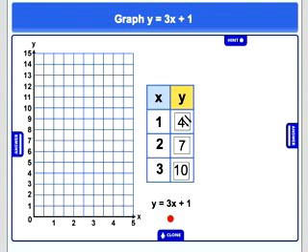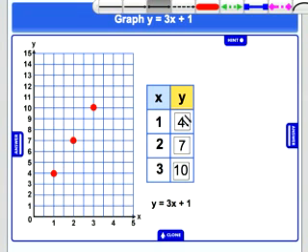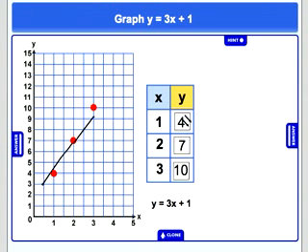Then again, we would plot each of those points. We'd go over 1 and go up 4. Then we would go over 2 and go up 7. And then we would go over 3 and go up 10. And at that time, again, we would draw a line that goes through each one of those, and then we would have successfully graphed the equation y equals 3x plus 1.